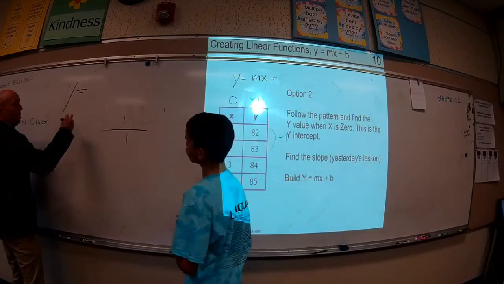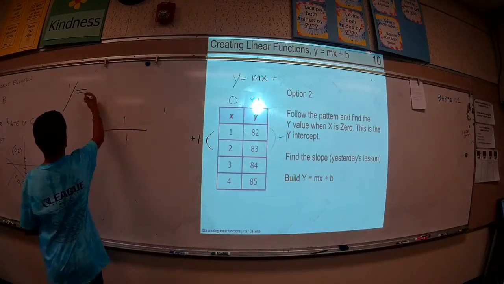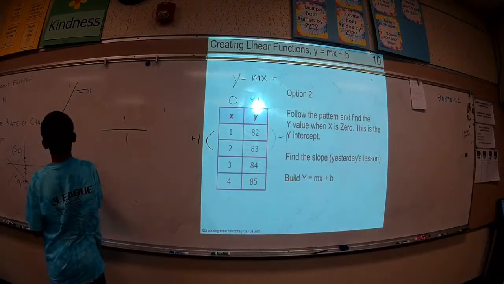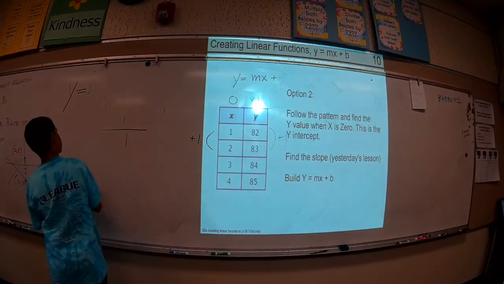1 equals 1? No, because I just understand. Gantra, put it together.